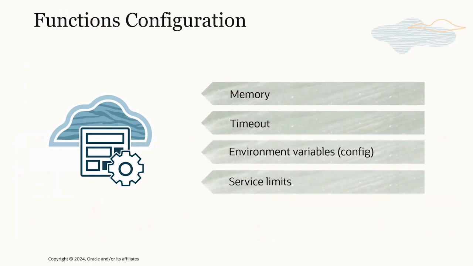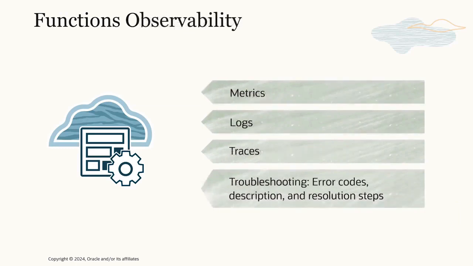And there are some boilerplate service limits around functions in your account. It's really important, if you're going to be running thousands or tens of thousands of concurrent functions, to double check the service limits so you don't overrun them. From an observability perspective, metrics, logs, and traces are all automatically captured and available for any troubleshooting that might arise.